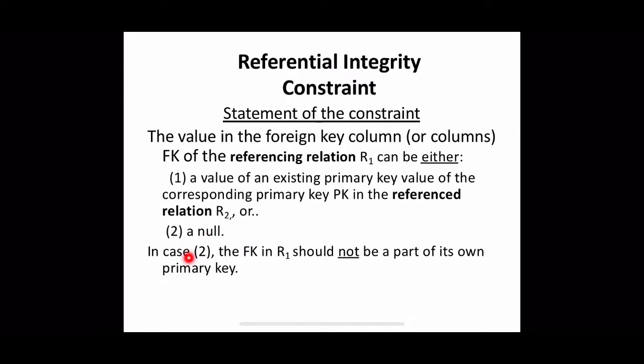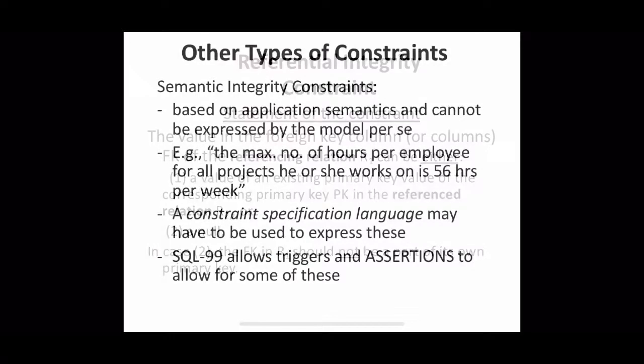The second case is that if the foreign key is null, that foreign key should not be a part of its own primary key. That is, DNO in our case, in the employee relation, should not be part of the primary key of employee. So these are the different constraints in referential integrity constraint.